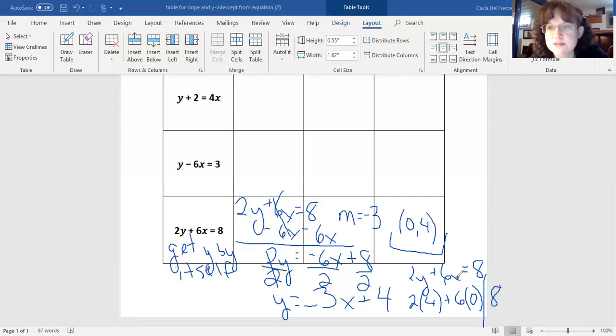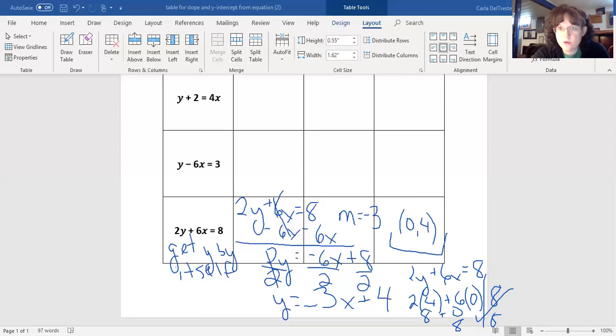Remember, I don't put an equal sign in a check. This is considered a check. So this is going to be 8 plus 0. Sure enough, I get 8. So it does work out. I do wind up getting that same ordered pair. So my algebra is probably correct. So I hope this makes sense.